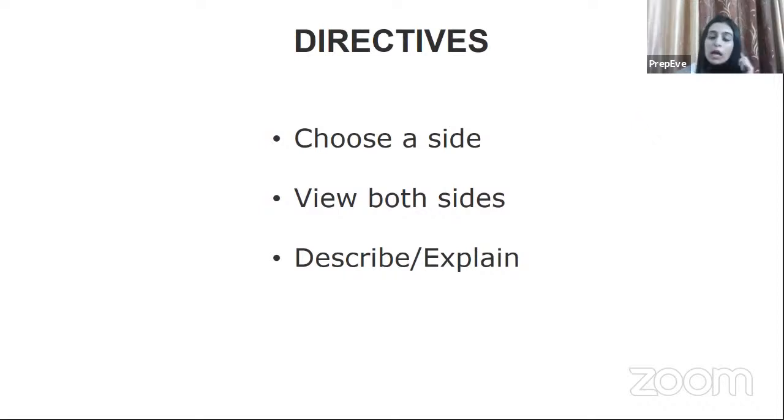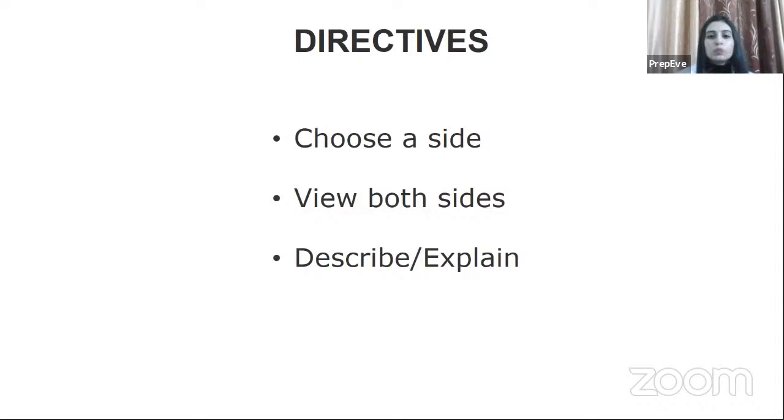So directives are the words at the end of every question, which basically give you the direction as to what should be written in the essay. Directives come from the word direction. It directs you, it gives you the direction as to what should be written in your body paragraphs or what should be written in your essay. So there are 3 broad categories here. First one is choose a side, then view both sides, and the third one is describe and explain.